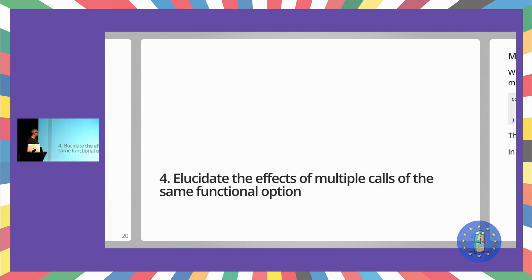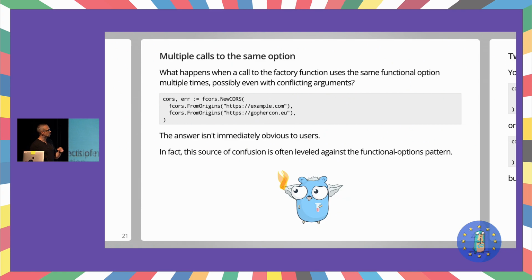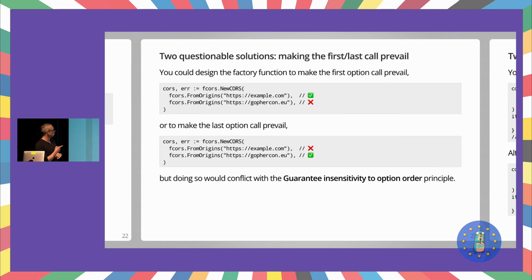Elucidate the effects of multiple calls of the same functional option. That's another thing that's different from the config struct approach. OK, with functional options, your users may very well call the same options multiple times, and then it's not clear what happens. What do you think it means? Well, it depends on how it's implemented, and this source of confusion is often leveled as an objection against the functional options pattern. So here are two questionable solutions, and then we'll see two more that are more acceptable, in my opinion.